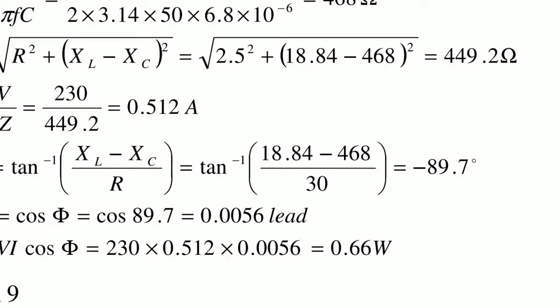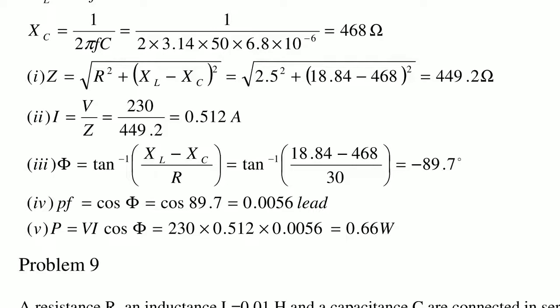For example, XL is 20 ohms and XC is 10 ohms. So XL is more than XC, and the nature of the circuit is inductive. But in this problem, XC is so high compared to XL, so the nature of the circuit is capacitive. So now phi is equal to minus 89.7 degrees. Now the power factor.